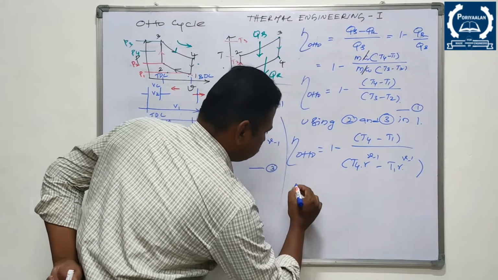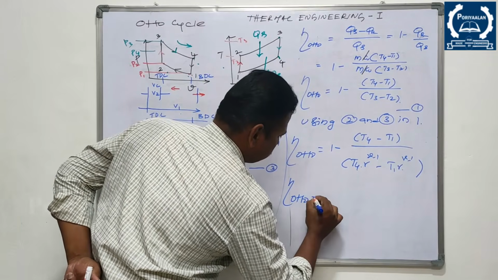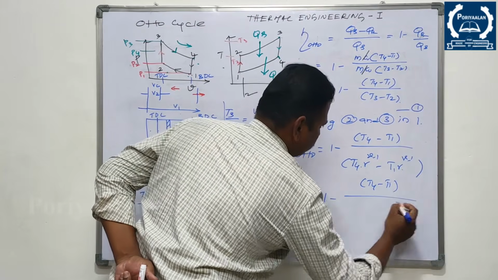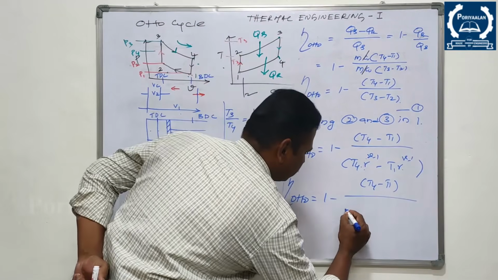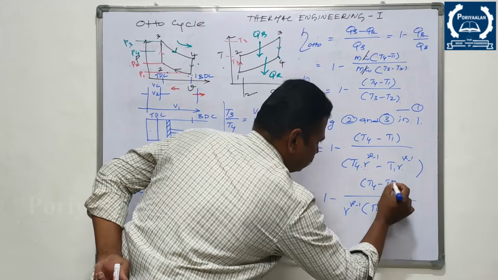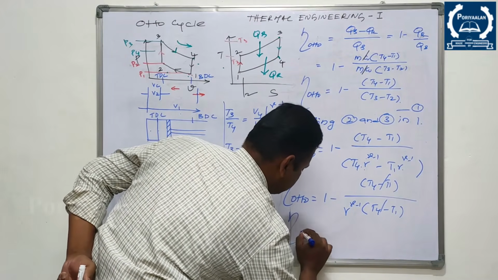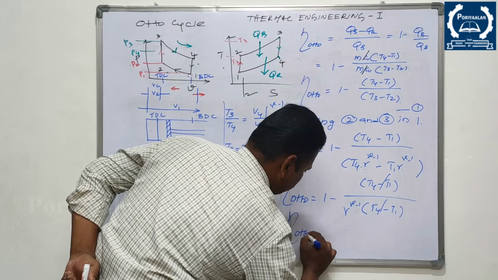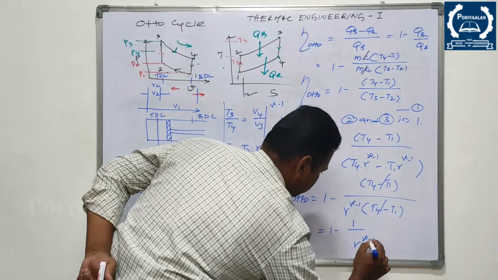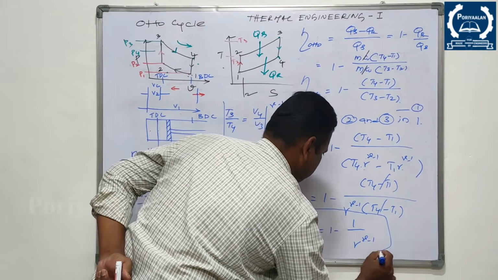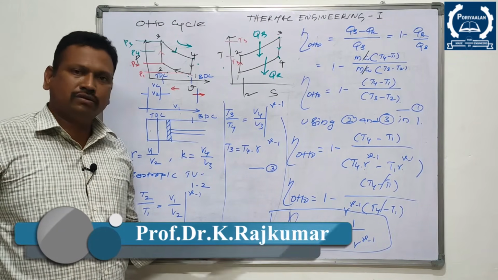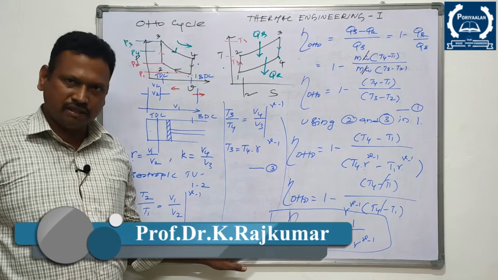So what I am doing now is: the efficiency of the Otto cycle is 1 minus T4 minus T1 whole divided by, taking R power gamma minus 1 as a common factor, T4 minus T1. So these two will get cancelled. Finally the efficiency of the Otto cycle will become 1 minus 1 by R power gamma minus 1. So there is no need of temperature. Once you know the compression ratio, you can find the value of the Otto cycle efficiency, right? So hope you understand this topic. We'll see in the next video. Thank you.